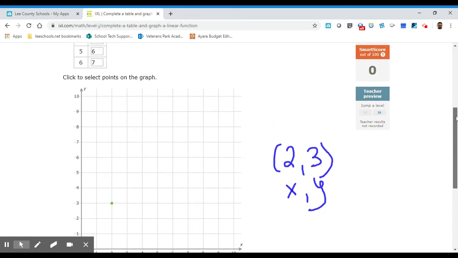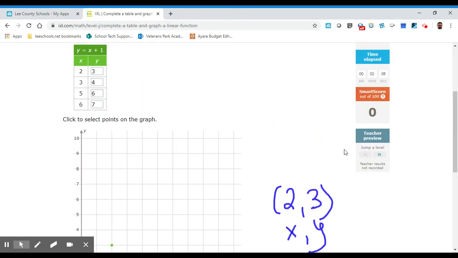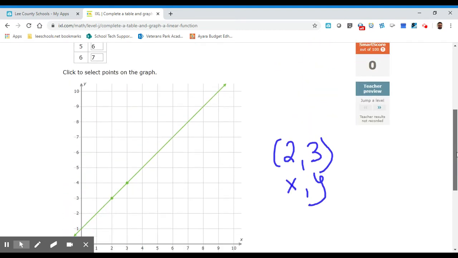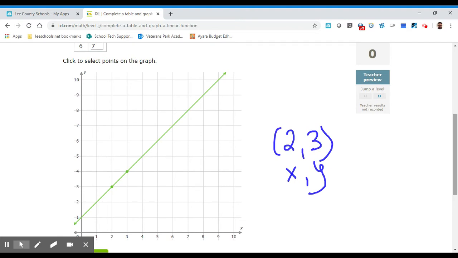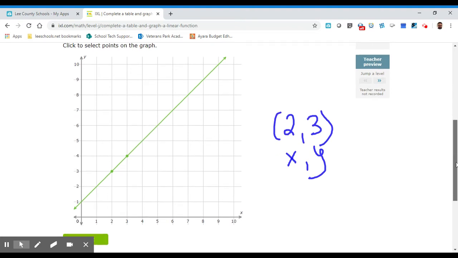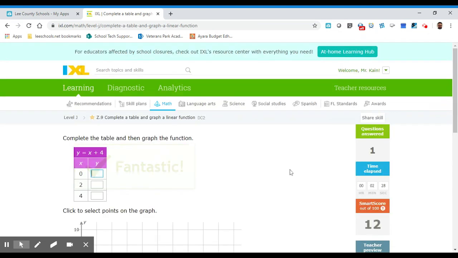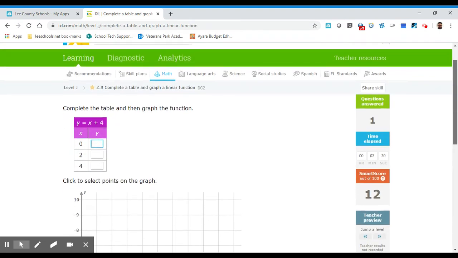Okay, so that's the first point. The next point is 3, 4. So we go over to 3 and we go up to 4. Okay. Now, if this is a linear function, you only need 2 points to complete a line. So we can just click submit once we put 2 of those points on our graph.